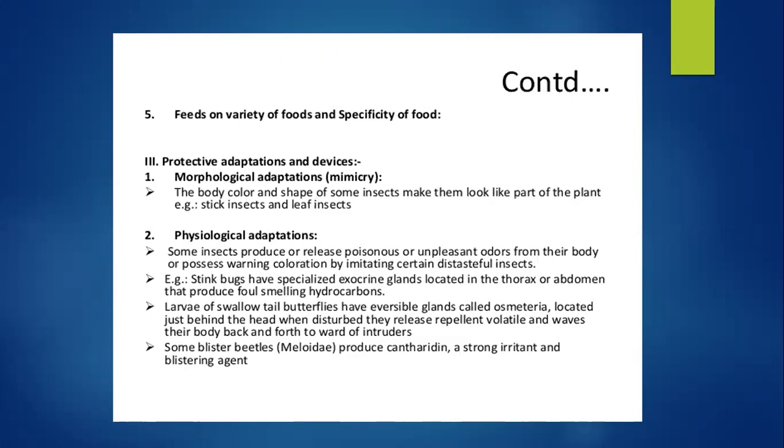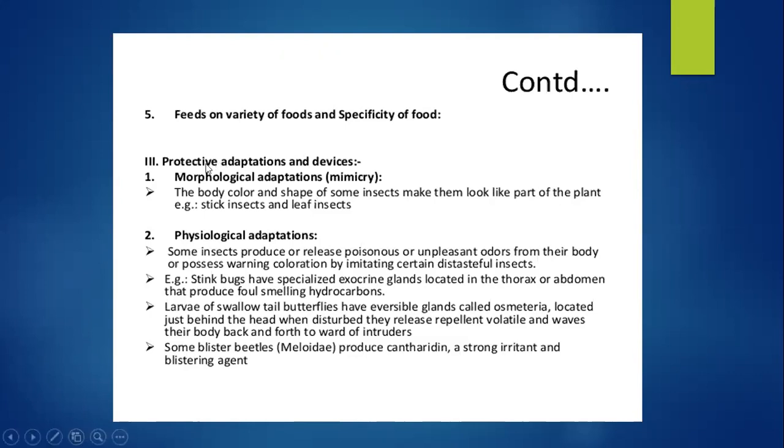different plant material. Different modifications of mouth parts are also seen based on the variety of the food they take. So depending on the specificity of the food, the mouth parts of the insects are also modified, such as siphoning type, piercing type, sucking type, sponging type, and lapping type of mouth parts.